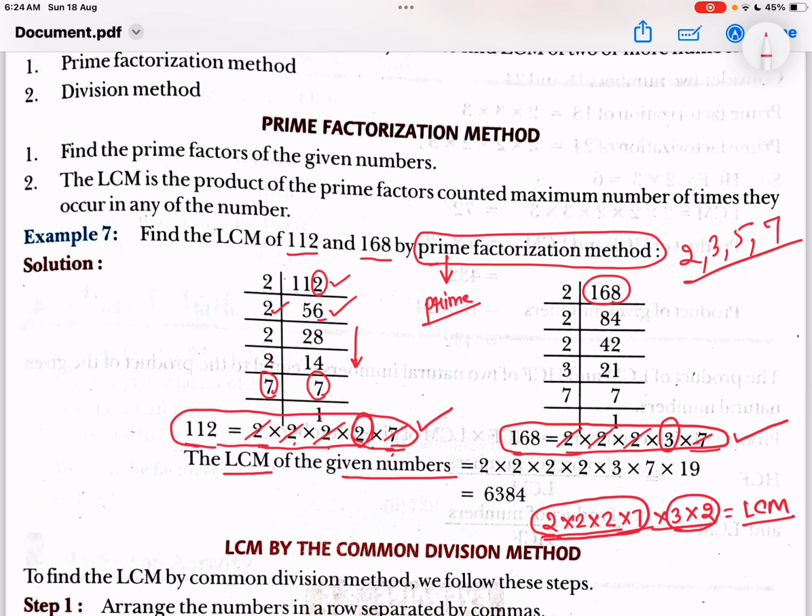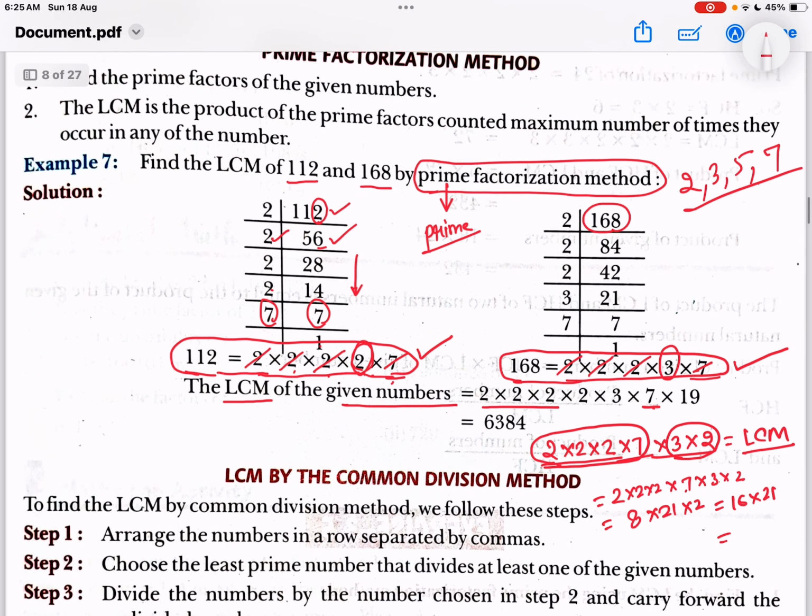And what would the remaining numbers be? So these are the common numbers. So 2 into 2 is 4, 4 into 2 is 8, 8 threes are 24, 8 into 3 into 7 is 21 into 16. If you solve this further, what will you get? 16 ones are 16, carry 1, 16 twos are 32, plus 3 gives 336.